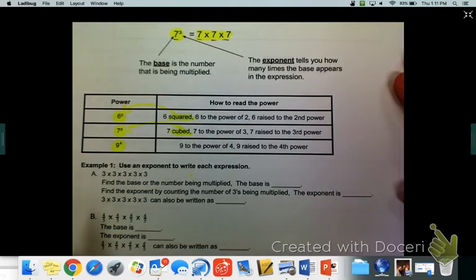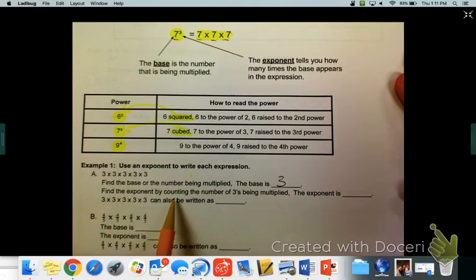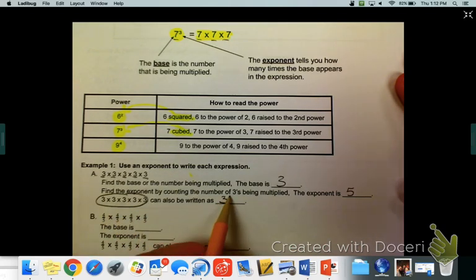We're going to practice writing powers. So in example A, we can see that it's 3 times 3 times 3 times 3 times 3. So the first step in writing this would be to find the base. The base is 3. Then we find the exponent by counting the number of 3's that we multiply. There's 1, 2, 3, 4, 5. So the exponent will be a 5. So I can take this expression and write it as 3 to the power of 5.